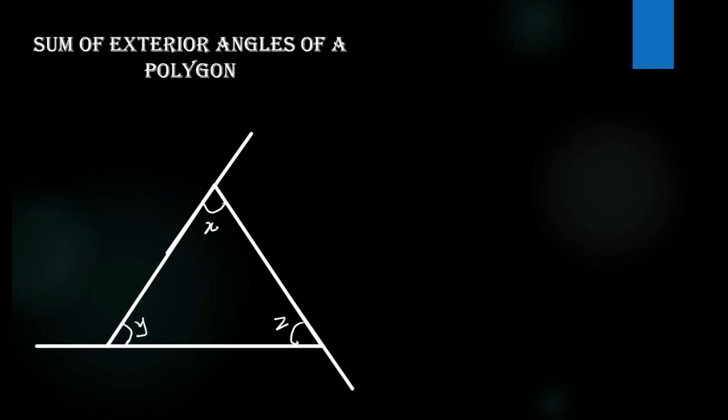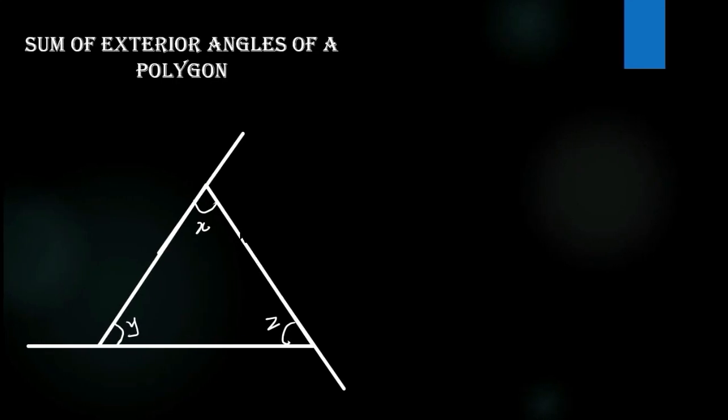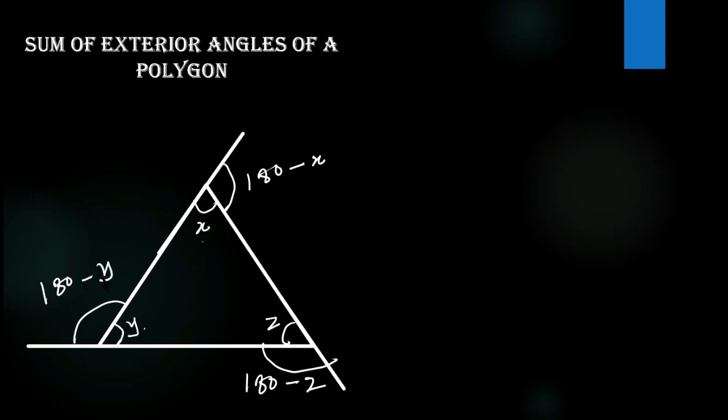Next is the sum of exterior angles of a polygon. Now, I'm to find the sum of exterior angles of this polygon given the interior angles. Assuming I know x, I know y, I know z. Now, what is the sum of exterior angles? Let's see it this way. At this point here, what I have will be 180 minus x. What I'll have here will be 180 minus z. And finally, what I'll have here also will be 180 minus y.